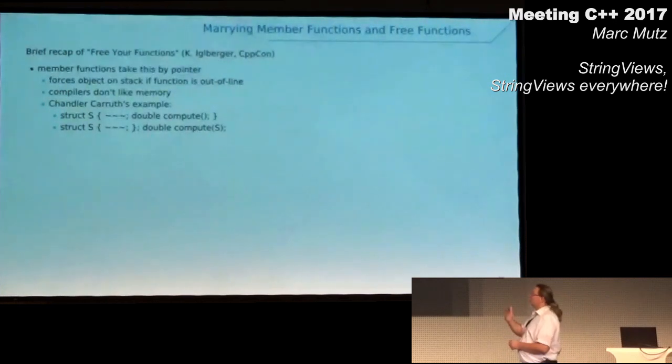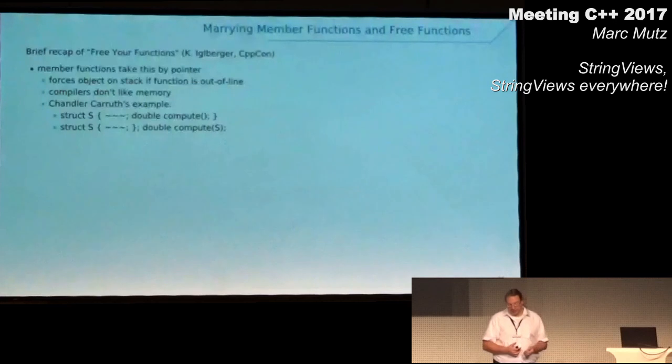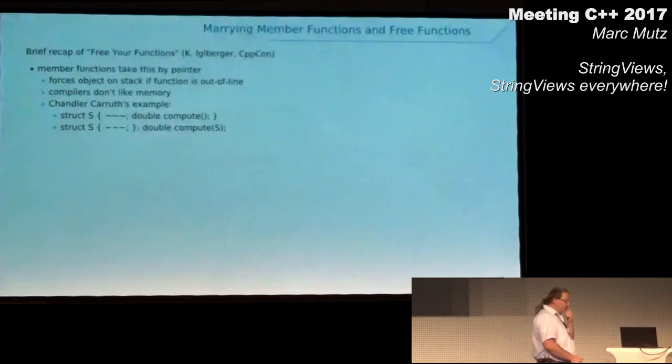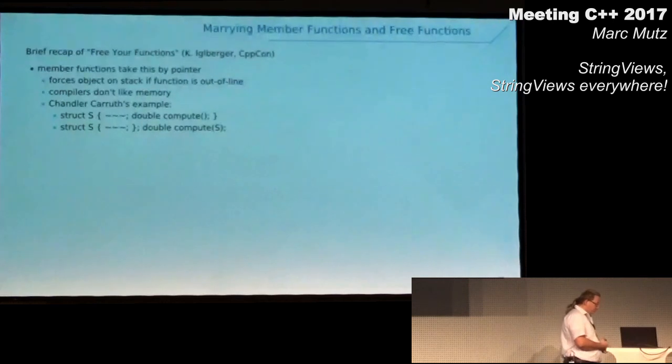And Chandler has shown this some years ago, I think 2013, in one of his talks, where he compares what Clang does with a simple struct which contains floats and doubles and has a compute member function, as contrasted with the same struct which has a compute free function, which takes by value. And if you take by value, the compiler sees the value, and you take memory out of the picture, and the compiler can do a much better job.